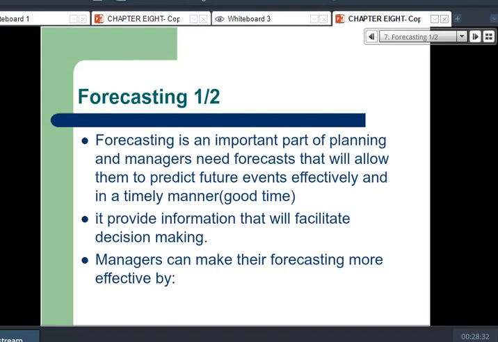It provides the information that will facilitate decision making. So forecasting is a very important tool for managers to facilitate decision making. Also, managers can make their forecasting more effective through several elements.